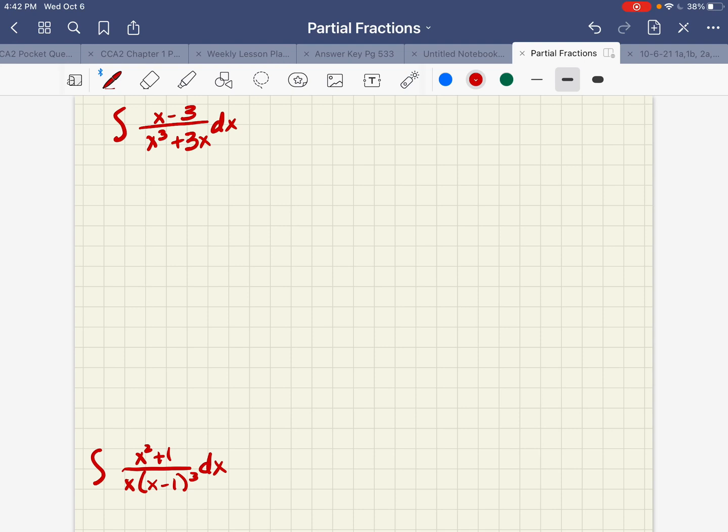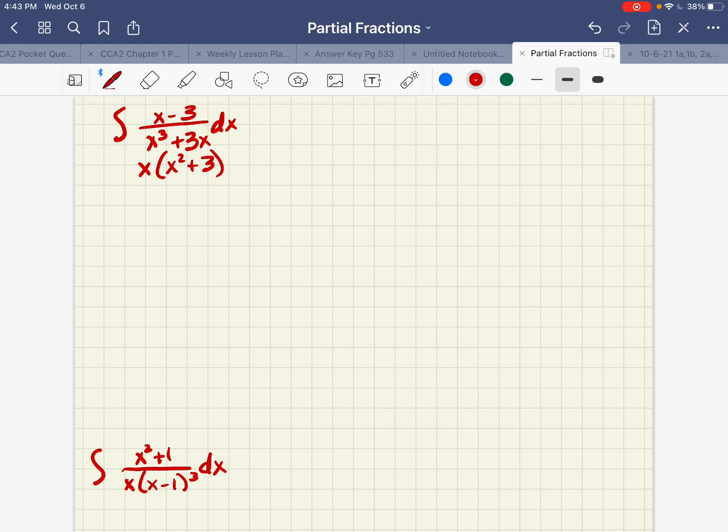This is a good example. First, double check we don't have to do any division because the numerator has a smaller degree than the denominator. And I can factor the denominator by taking out an x, and I get this. And x squared plus 3 does not factor any further. If it was x squared minus 3, you would factor it further as x plus root 3 and x minus root 3. But when it's a sum like that, you can't factor it any further in the real number system.